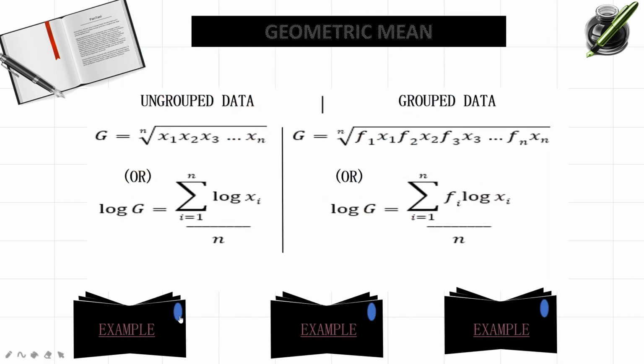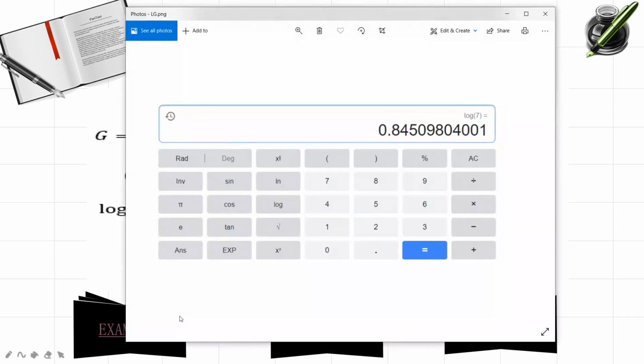First let me begin with the logarithm values. Here there are two functions as I told you, ln which consists of base e, and log base 10. Here I have used the log function for finding the logarithm value. So log 7 I got as 0.845098 something. So you can use either the ln function or the log function. Here I used the log function for finding the logarithm values.